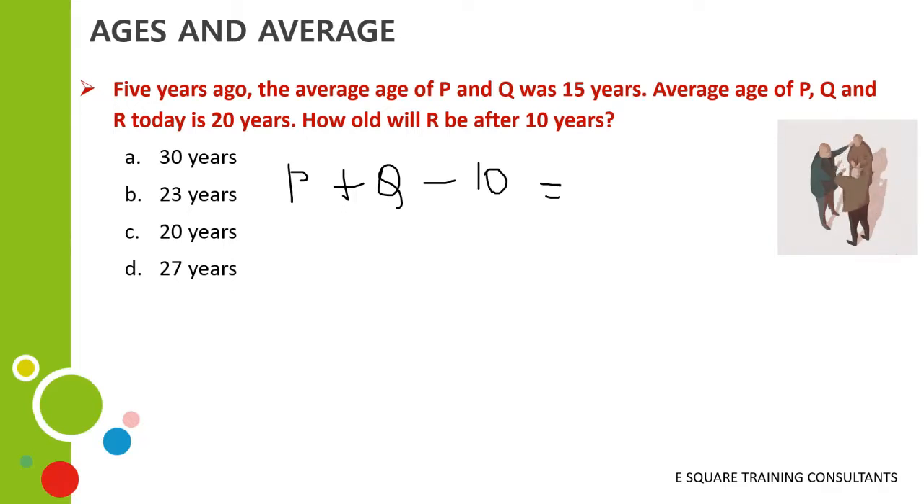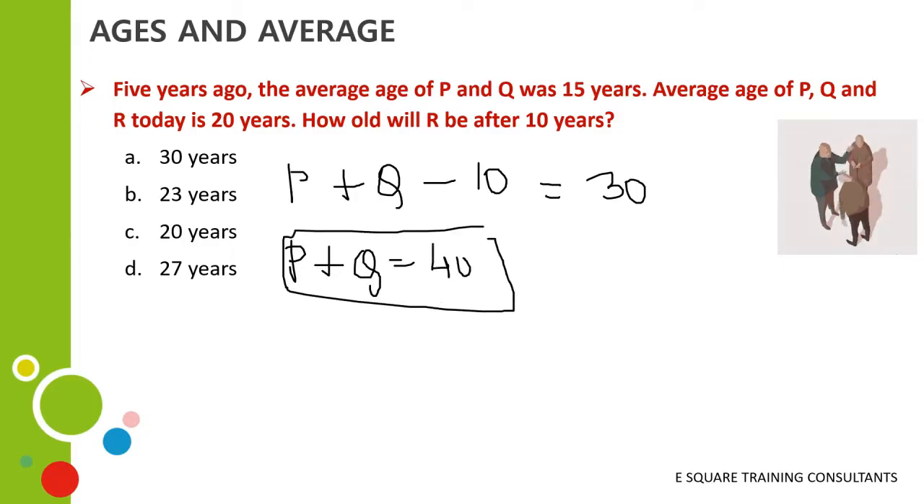Since there are two people, 15 into 2 gives me 30. So I can directly write the present age of P and the present age of Q counts to 30 plus 10, 40 years. So I've got one equation from the first statement and the second statement is that the average age of P, Q and R today is 20 years. So P plus Q plus R. So since it is today, it is the present age that they have taken will be equal to, remember 20 is the average. So if I have to take the total age 20 into 3, since there are 3 people, it is 20 into 3 which is 60 years.